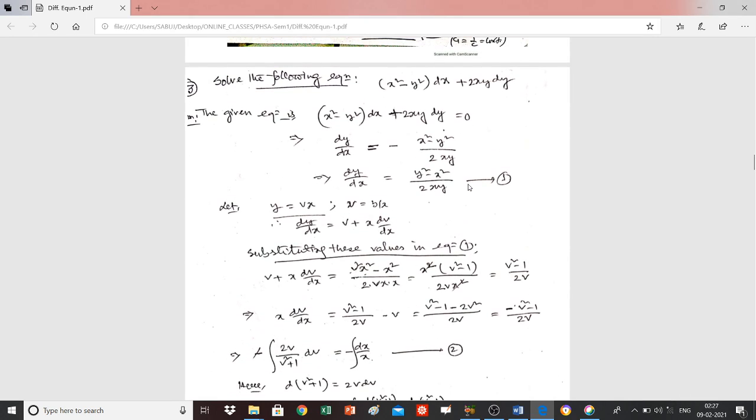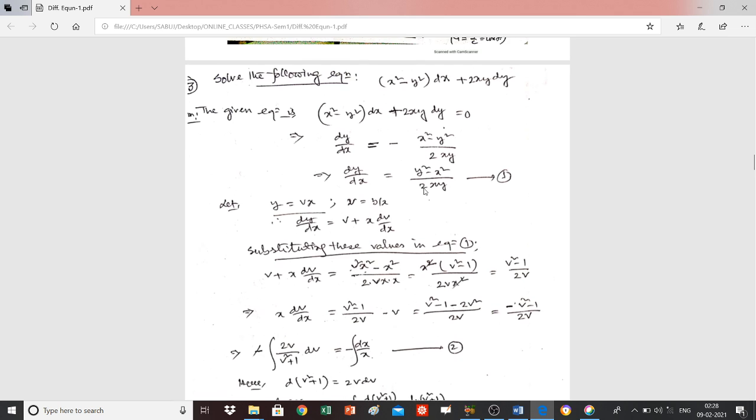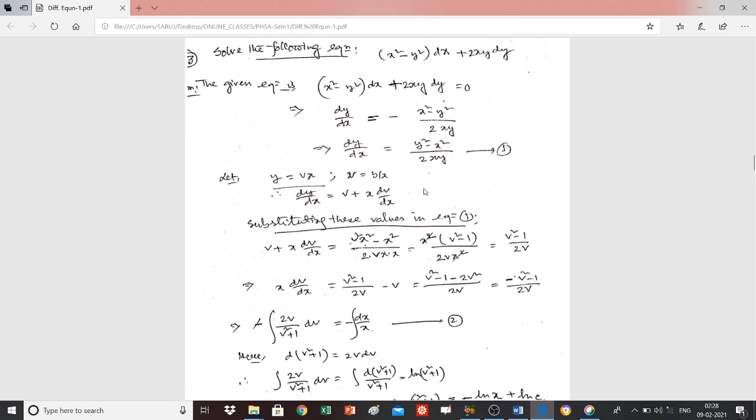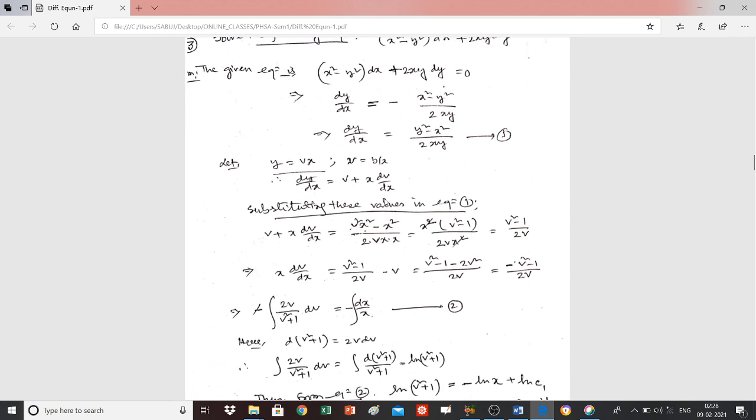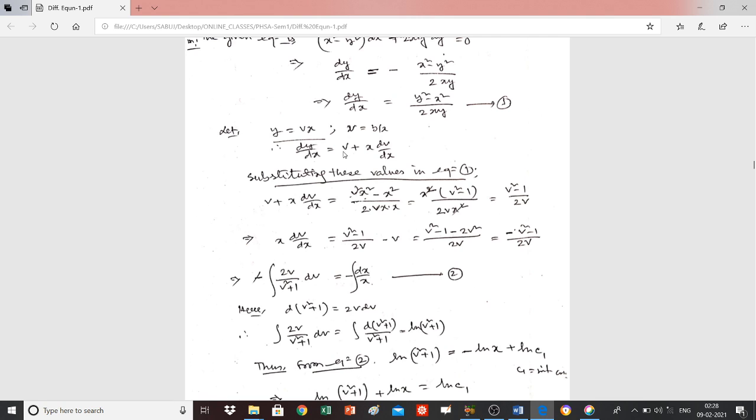Now another problem is here: (x square minus y square) dx plus 2xy dy. So you have to solve this equation, and you know that this equation can be rewritten as dy by dx is equal to minus of (x square minus y square) by 2xy, and that can also be written as (y square minus x square) by 2xy. And this is a homogeneous equation. You need to substitute y is equal to vx, and then the value of dy by dx as this. And now you have to substitute the value of dy by dx and y, that is vx, in this equation. Just substitute this, and this is the substitution and simplification process.